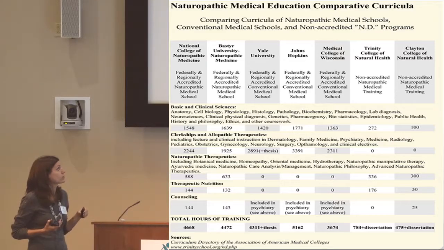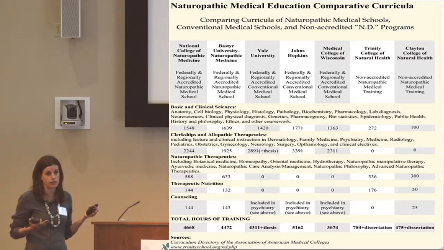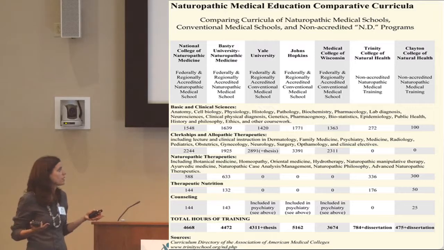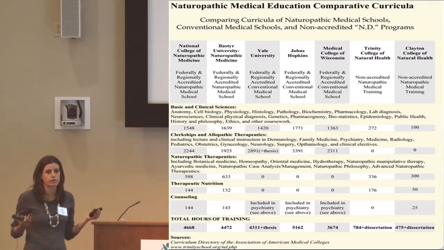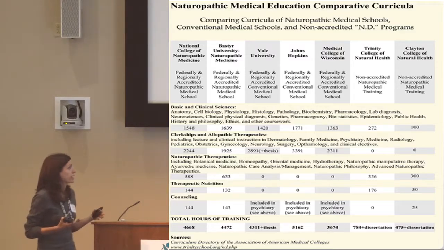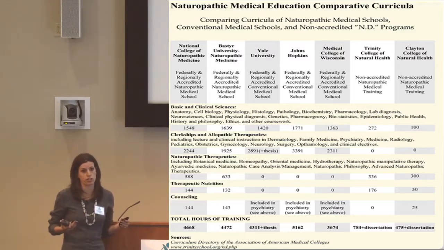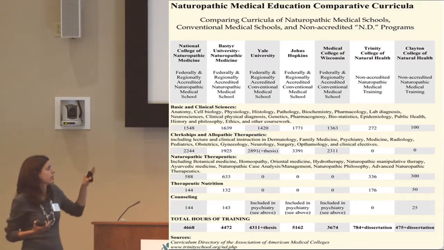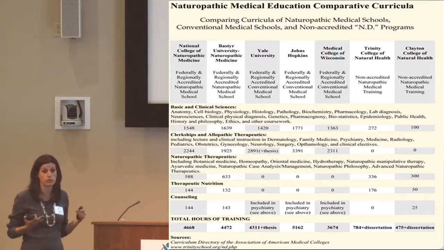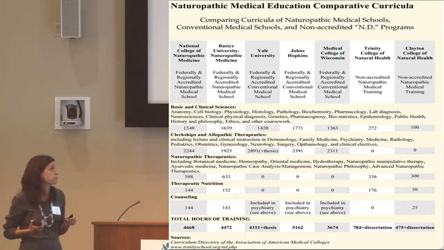Then we also spend a lot of time learning the basic and clinical sciences, and we do clerkships as well, and we learn about allopathic medicine or conventional medicine too. But we also learn naturopathic therapeutics, things like botanical medicine, supplements, homeopathy, physical adjustments for the body, and we spend quite a bit of time learning therapeutic nutrition as well. You can see that our total number of hours are actually pretty similar to conventional doctors and how much goes into our training. So we're very well trained.